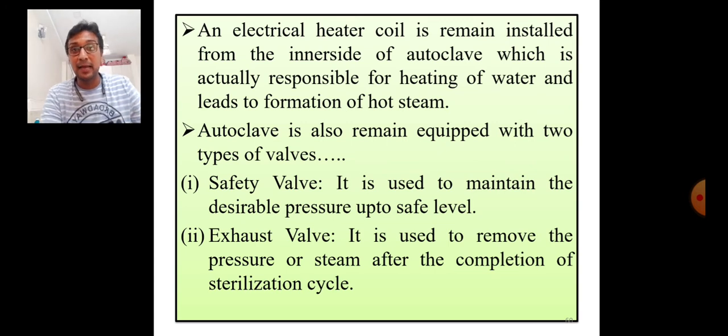सेफ्टी वॉल्वचं काम काय आहे? सेफ्टी वॉल्व इज मेनली यूज्ड to maintain the desirable pressure up to a safe level. Exhaust valve, it is used to remove the pressure or the steam after the completion of sterilization cycle. Exhaust valve ला आपण हँडल करतो. सेफ्टी वॉल्व ऑटोमॅटिक वर्क करतंय.